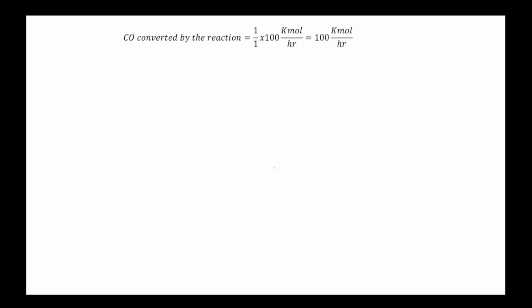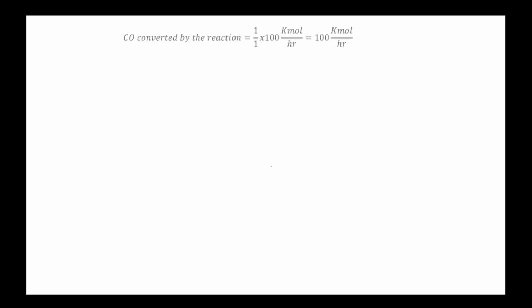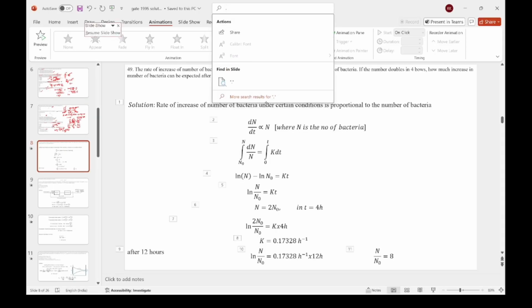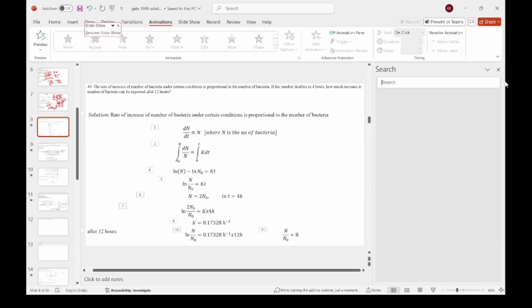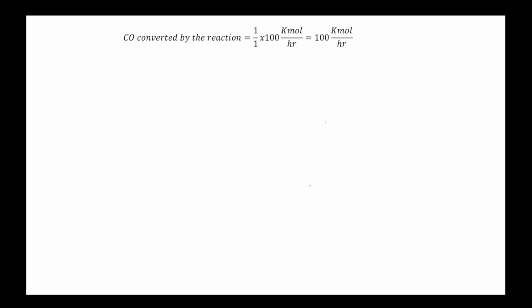Now, CO converted by the reaction. Since we have the reaction CO plus H2 giving CH3OH, CO converted is 100 kilomole. So CO converted is the mole of methanol into 100, so 100 kilomole. H2 converted by the reaction is also 100 kilomole.